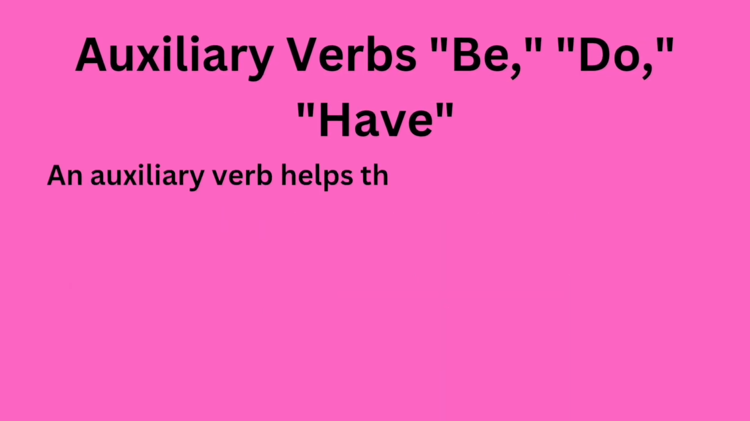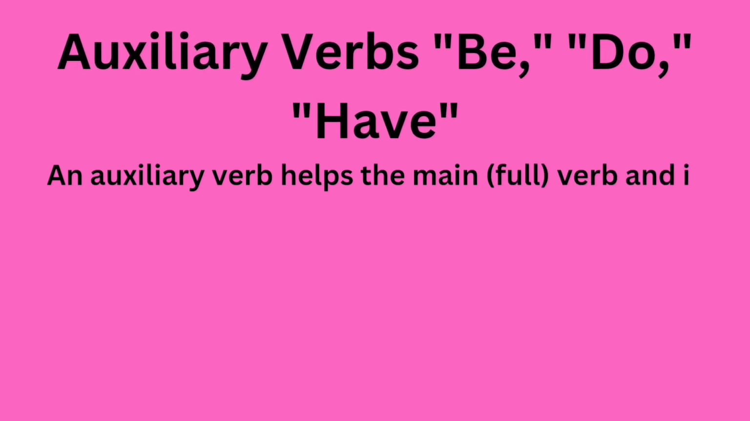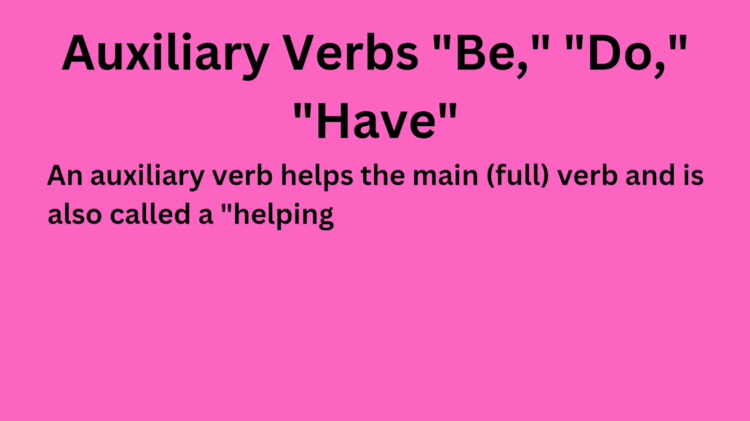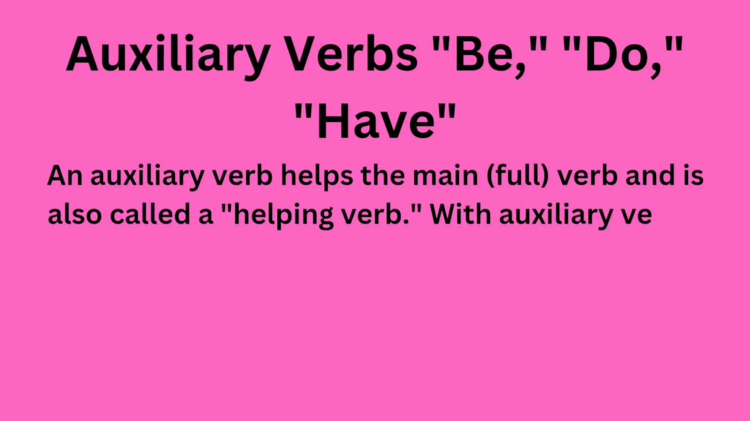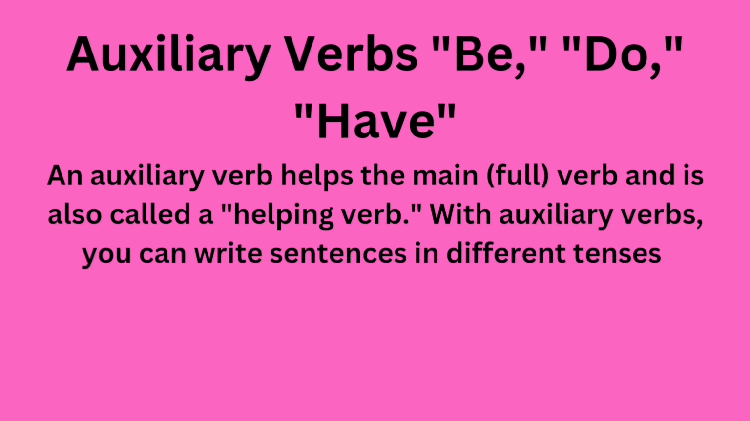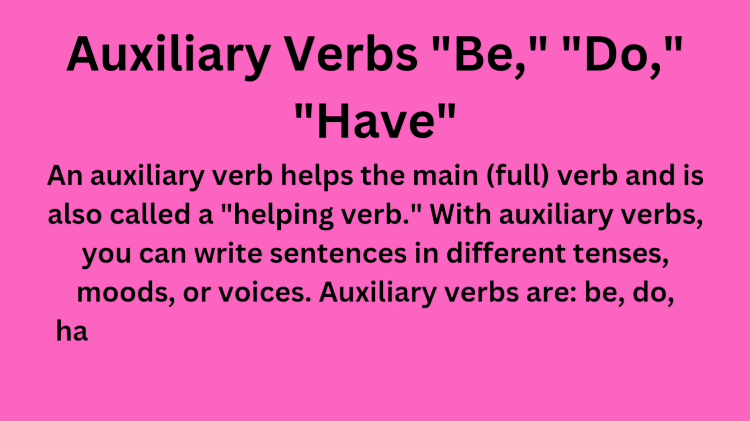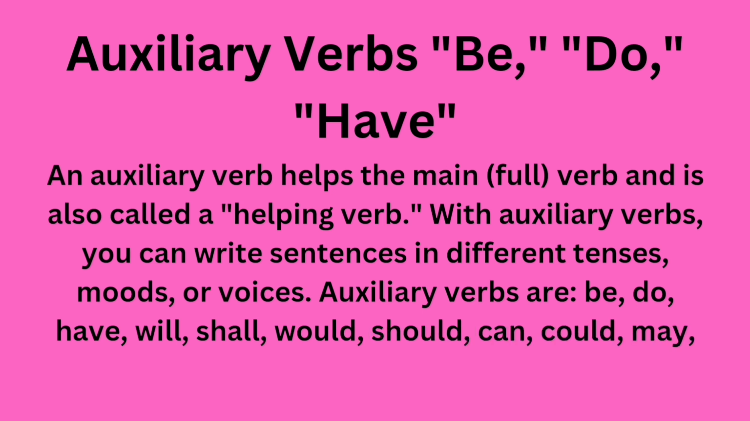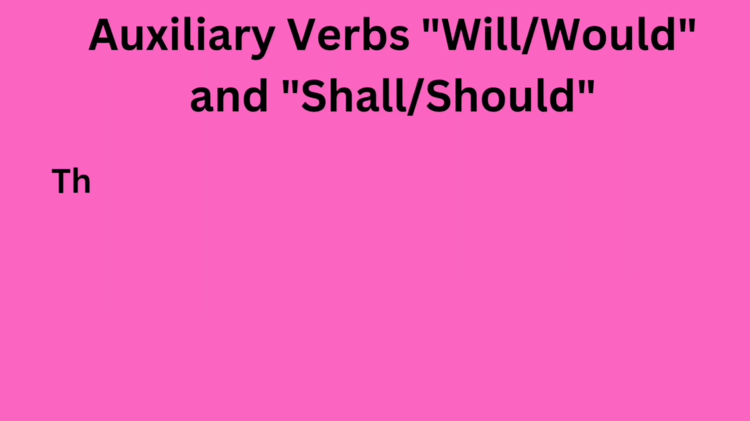Auxiliary verbs be, do, have. An auxiliary verb helps the main full verb and is also called a helping verb. With auxiliary verbs, you can write sentences in different tenses, moods, or voices. Auxiliary verbs are be, do, have, will, shall, would, should, can, could, may, might, must, ought, etc.